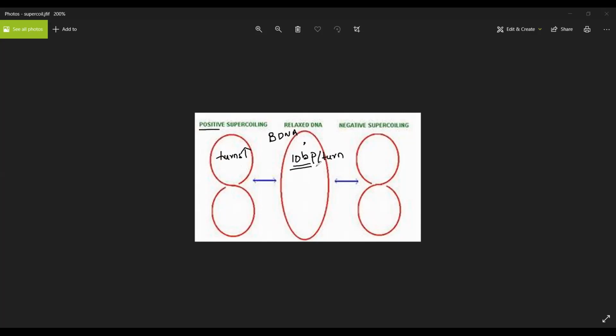But if it is negatively supercoiled, what happens is the loops are very loosely coiled. The turns are very loosely coiled here. These others are very tightly coiled, and they are going to actually fold above themselves, and it's going to be over rotated. Now let me share my screen with you all and show you actually.